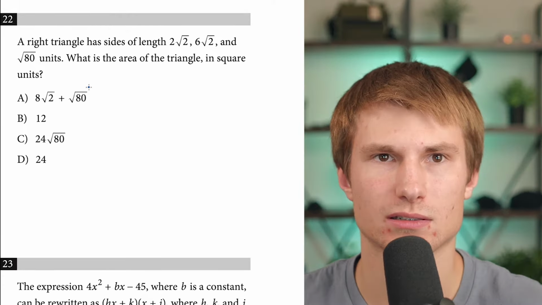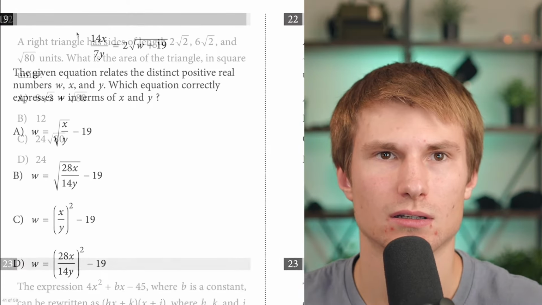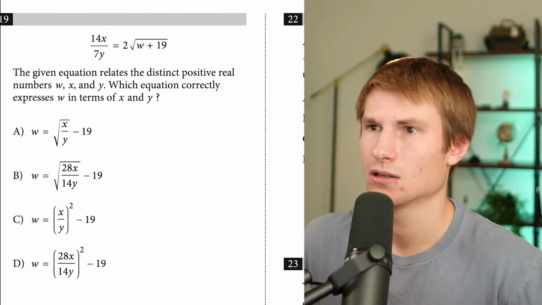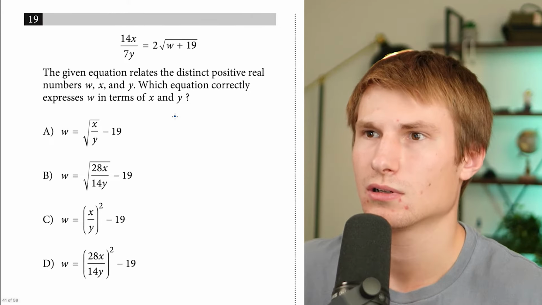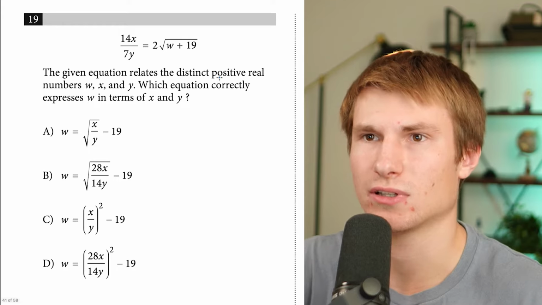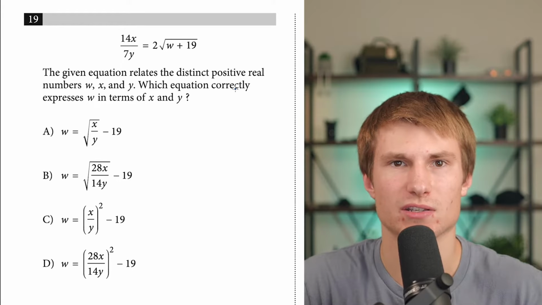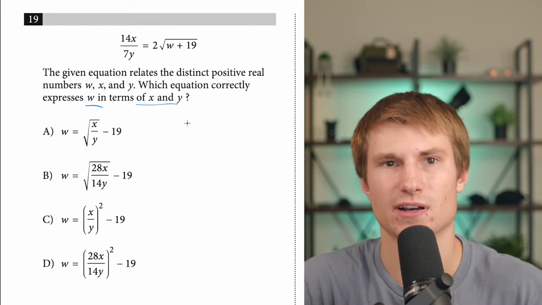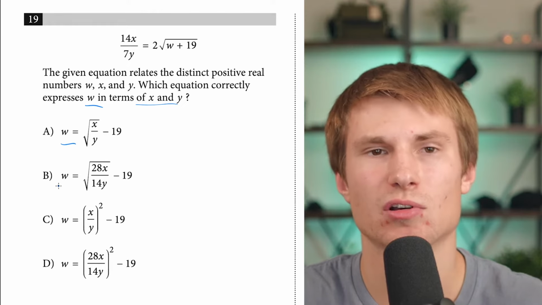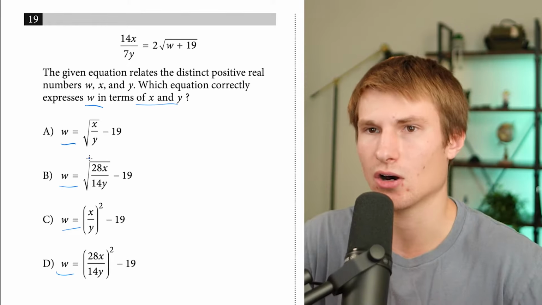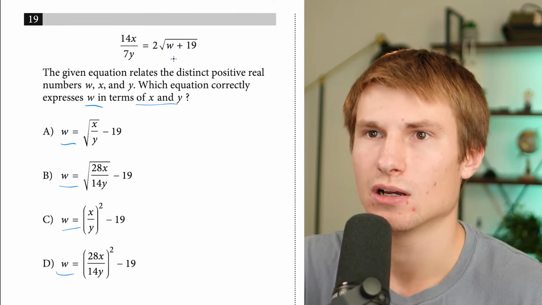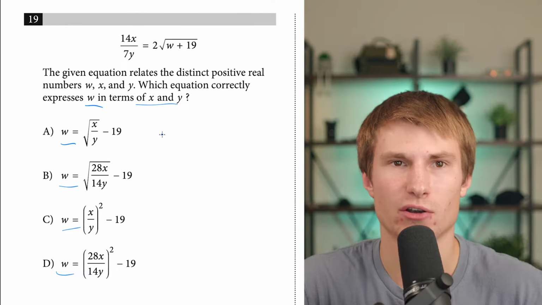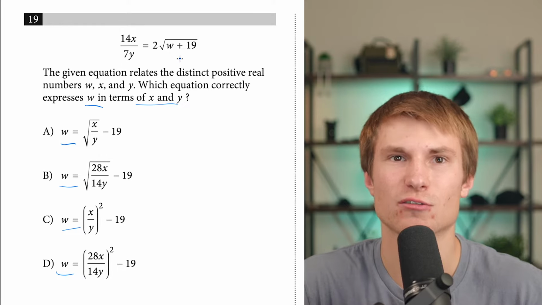We've got, let's see, okay, 19. Let me go ahead and adjust the screen so you can see the full question. There we go. Given equation relates the distinct positive real numbers w, x, and y, which equation correctly expresses w in terms of x and y. If you see a question like this, you can glance at your answer choices and you'll notice that they all just are ultimately expressing the equation in terms of a different variable. So you're just rearranging the variables.